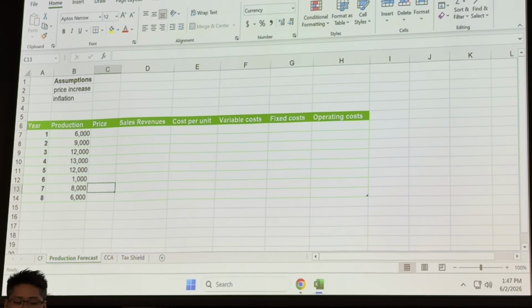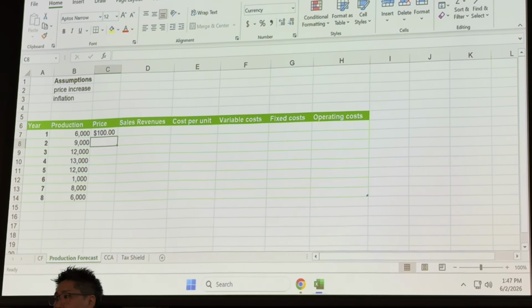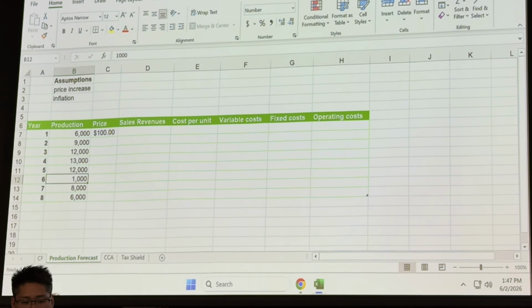We talked about price. The manager decided that the first year they're going to sell it for $100 per unit, correct? And then the price is going to increase by... My fault, it's 10,000. Yeah, you put 1,000. What is that again? 10. Okay, thank you. I told you I get typos, so thank you for pointing that out.